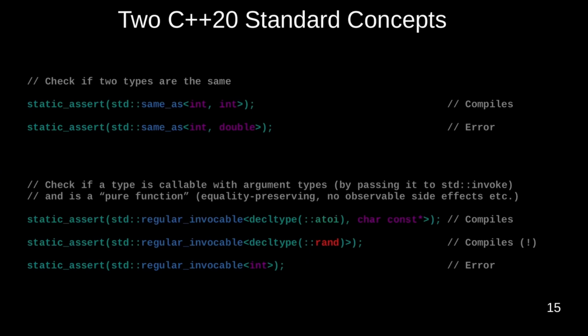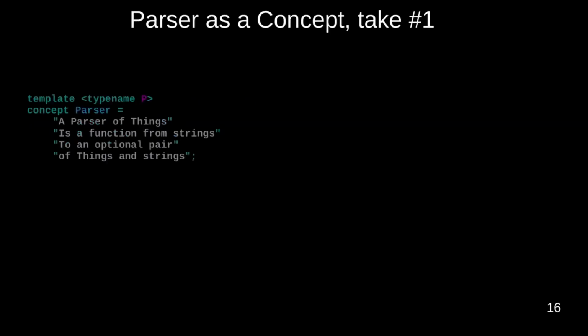Okay, a lot of stuff here about these concepts, but we actually want to write our own concepts. And with C++20, here's how you define a concept. You define them as a template. You can use some type parameters. Then you use a new keyword, concept, the name of the concept, equals some compile-time Boolean expression.